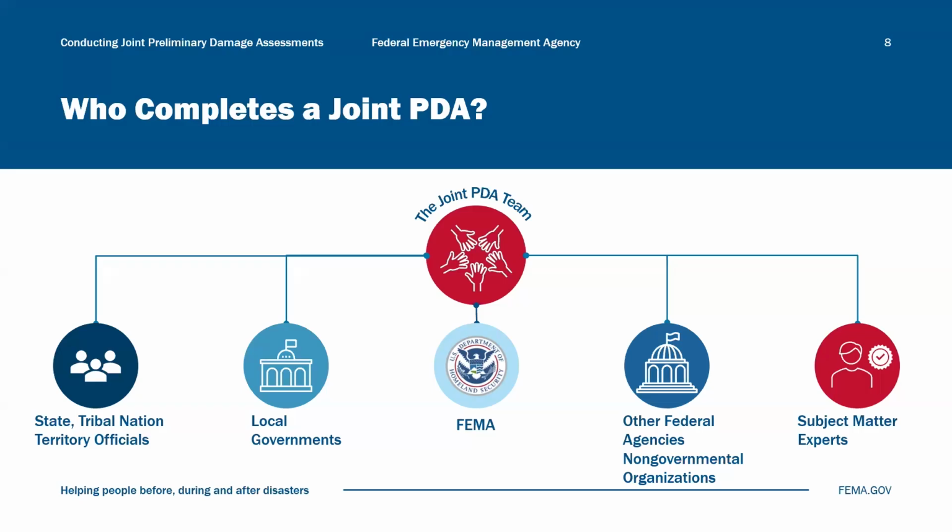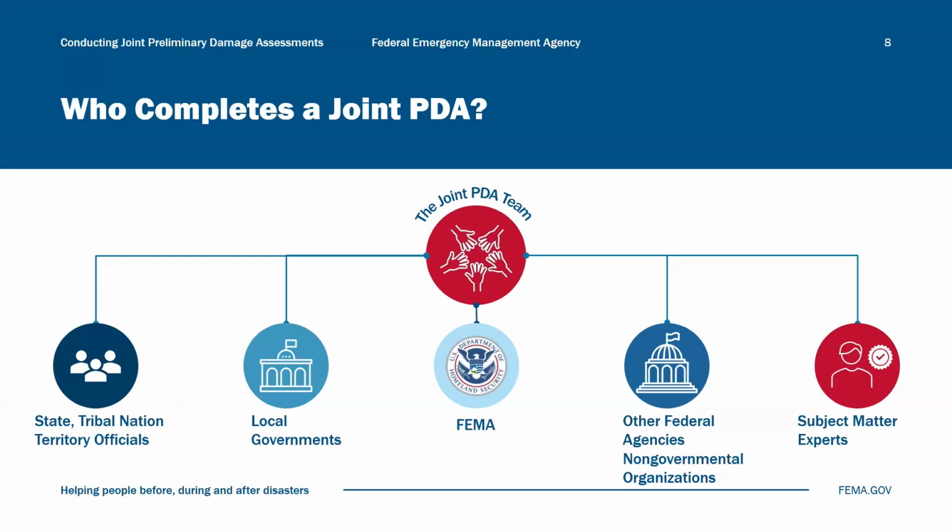The FEMA PDA coordinator reports to the FEMA Regional Recovery Division Director, often through the Regional Individual Assistance Branch Chief. After the joint PDA, FEMA regional officials recommend to FEMA headquarters whether a presidential disaster declaration should be made based on declaration factors.